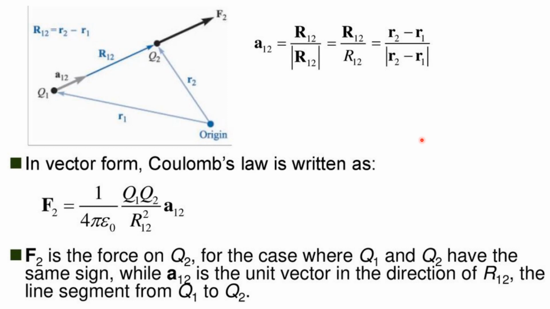Now, if we would like to represent it in vector form, Coulomb's law can be represented as follows. If we take this diagram and calculate the force F2 acting on Q2 because of Q1, then the expression is F2 is equal to 1 by 4 pi epsilon Q1 Q2 by R12 square into A12, where A12 is the unit vector given by R12 divided by magnitude of R12, or it can also be represented as R2 minus R1 divided by magnitude of R2 minus R1, where R2 is the distance of point Q2 from the origin and R1 is the distance between the origin and point Q1. So F2 is the force on Q2 for the case where Q1 and Q2 have the same sign, while A12 is the unit vector in the direction of R12, where R12 is a line segment from Q1 to Q2.